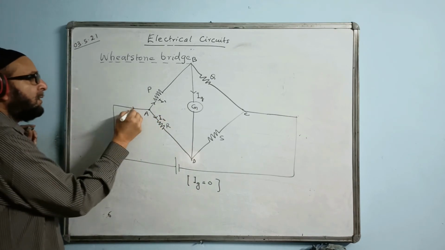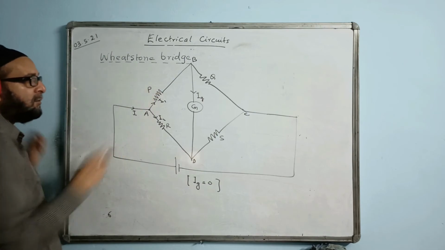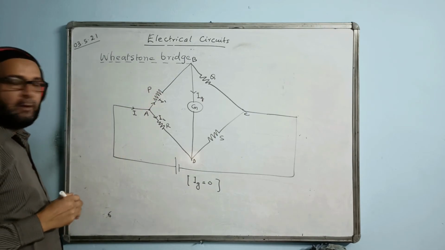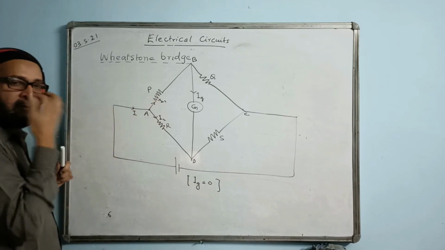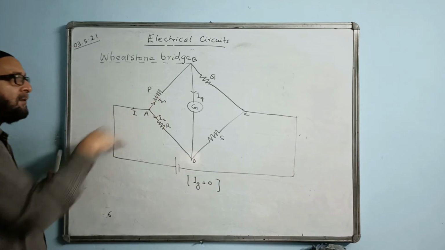Of course, the total current I is only I1 and I2, I equals I1 plus I2. Or I can write I1 here, then I minus I1 here. Any one way we can write. So I write I1 and I2.